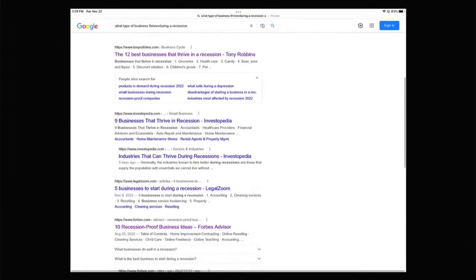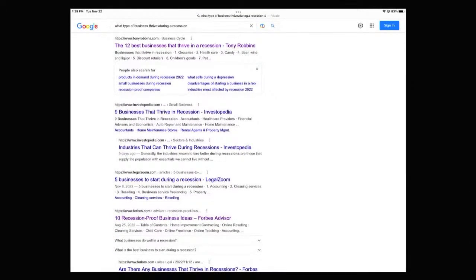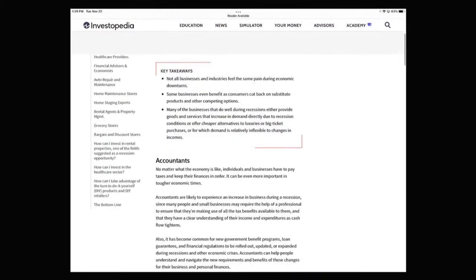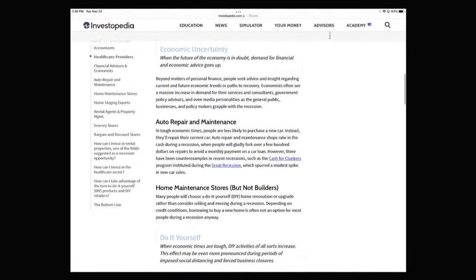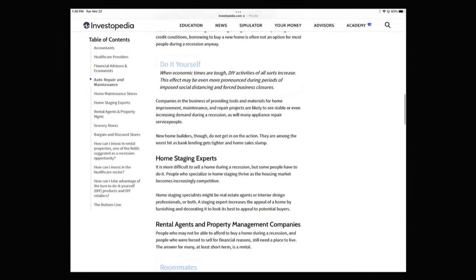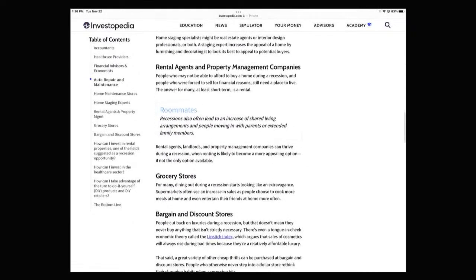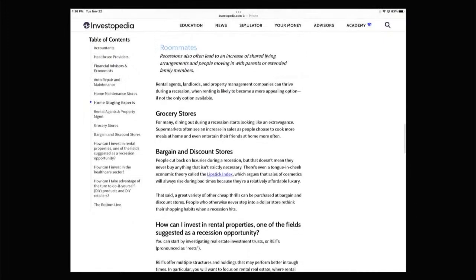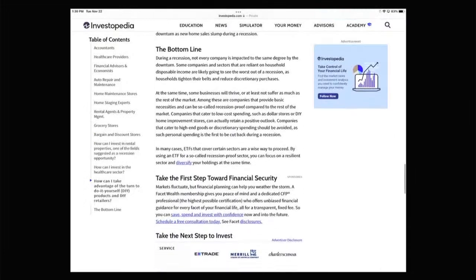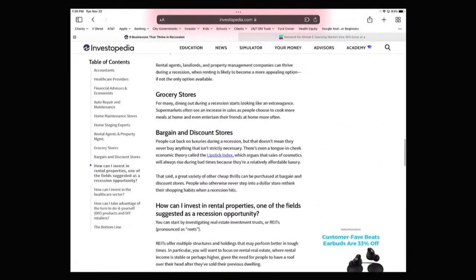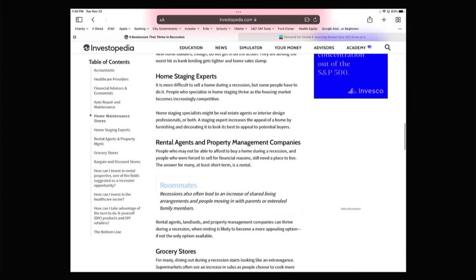Nine businesses. We'll look at Investopedia, right? They gotta be smart. So Investopedia says, all right, nine businesses that thrive: accountants, healthcare providers, financial advisors, auto repair and maintenance, home maintenance stores, home staging experts, rental agents and property management, grocery stores, bargain discounts, right? How can I invest in the healthcare sector? Bottom line, right? All right, there we go. Those are the type of businesses that are starting to thrive in a recession. So what else do we have here?